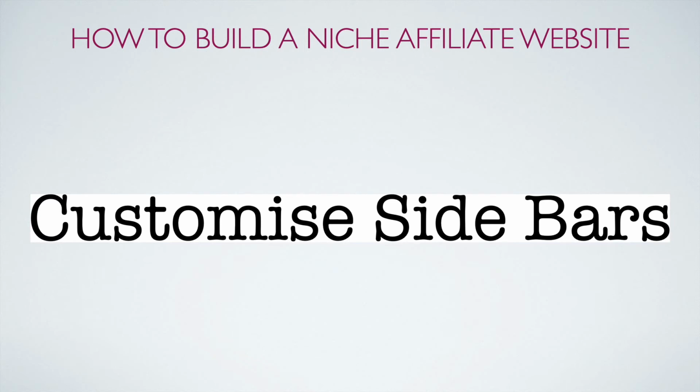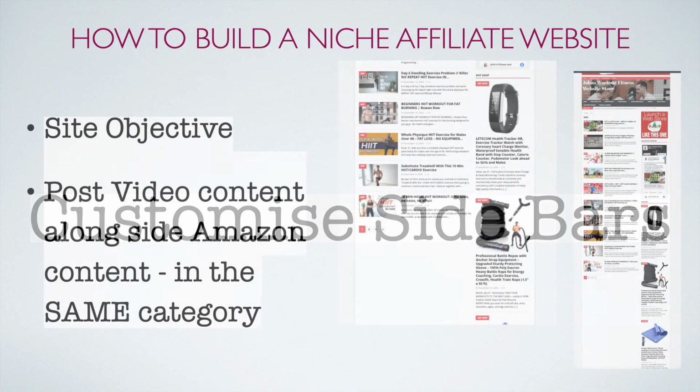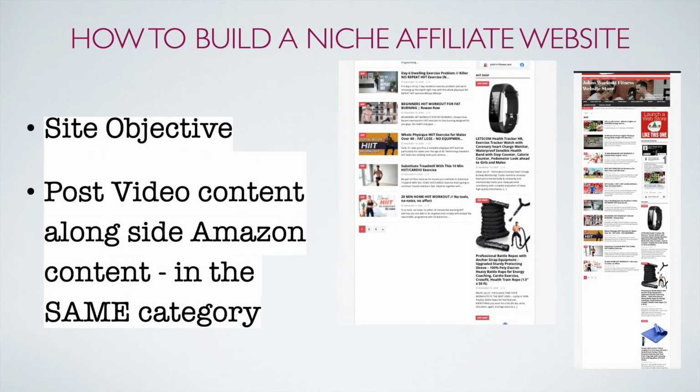Now we need to customize the sidebars, and we're still working with widgets here. So what we want to achieve, and this is really critical, is to have your video content matching your Amazon content, so it's in the same category. So here you can see my HIIT page. On the left hand side I've got my HIIT videos, and on the right hand side I've got my HIIT shop content. And you want to get that to match, and that's really important.